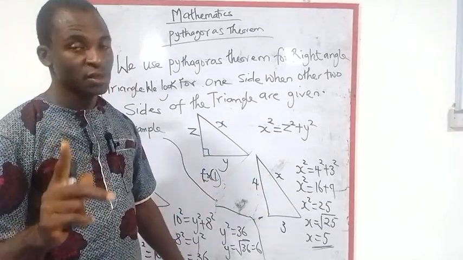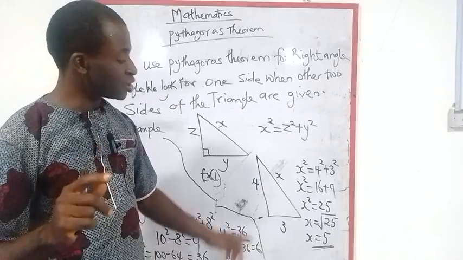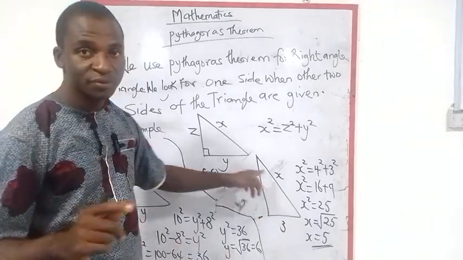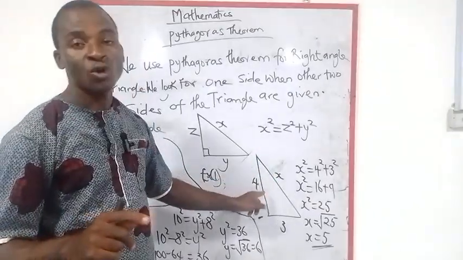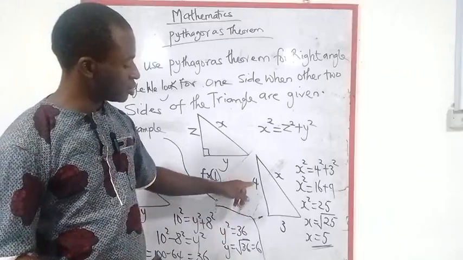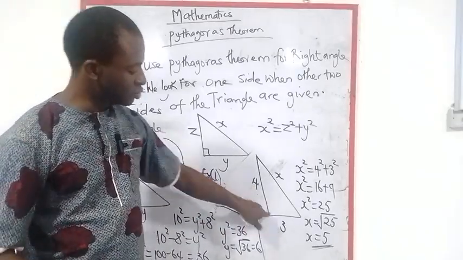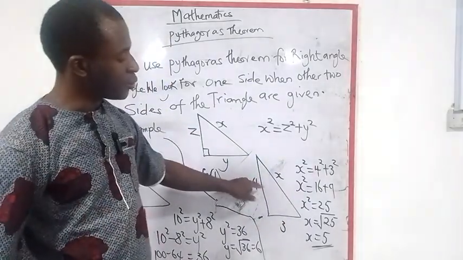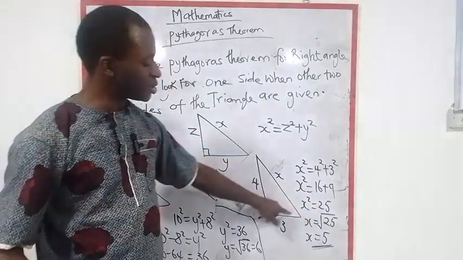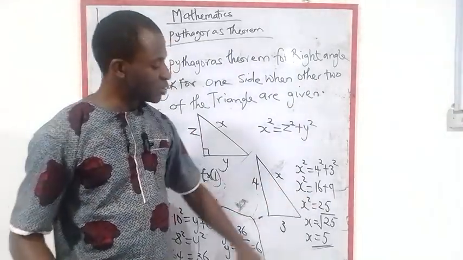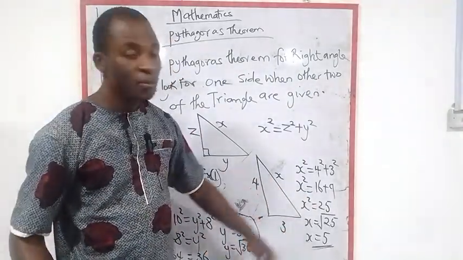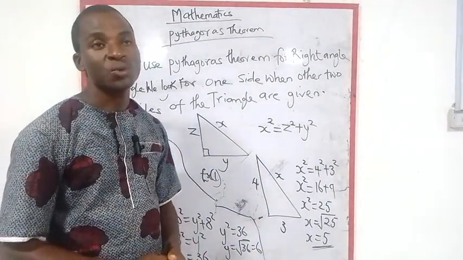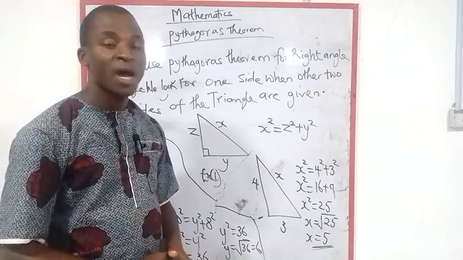Don't forget, it has a standard. The standard is that the square of the longest side is equal to the sum of the squares of the other two sides. 4 squared, then 3 squared. When we add it, you see what we arrive at. x squared is equal to 25. Then going by our indices equation, initial equation, I have that in my video.